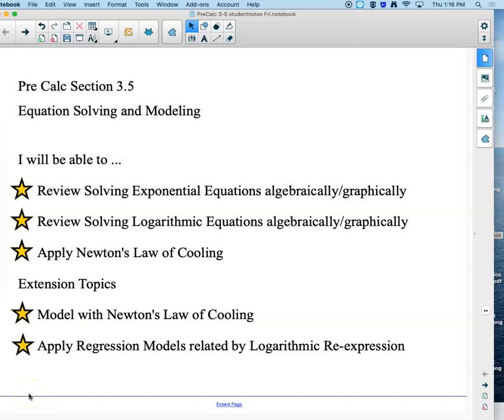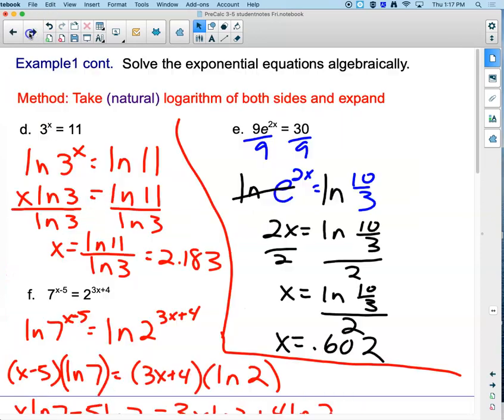Calculus section 3.5, equation solving and modeling. This is our day 3. And so we're going to be spending most of our time, we'll talk about some logarithms, but down here with applying Newton's law of cooling and then some extension topics. And again, when we get to the re-expression, we're going to be skipping a couple of these problems because that's just something we've had to cut over the years.